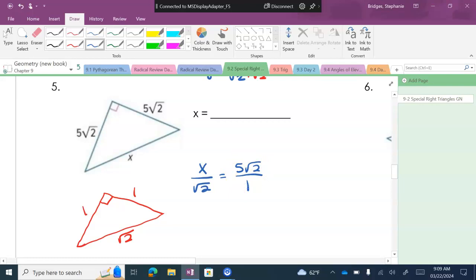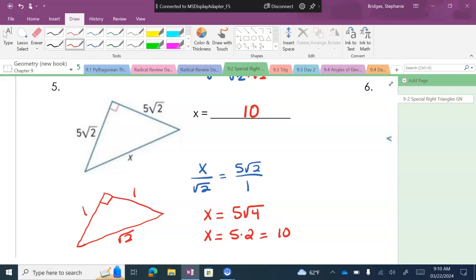1, okay. So then we're going to cross multiply. X times 1 is x. And very similar to what we did here, the square root of 2 times 5 square roots of 2 is going to be 5 square roots of 4. And then 4 is a perfect square, so we need to simplify that. What is the square root of 4 again? 2. And 5 times 2 is 10. Okay. So x is 10. Is everybody okay with that one?